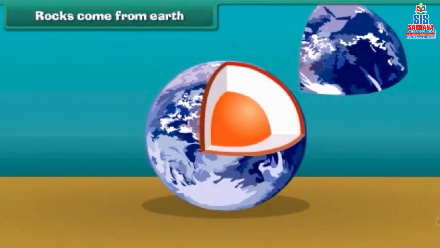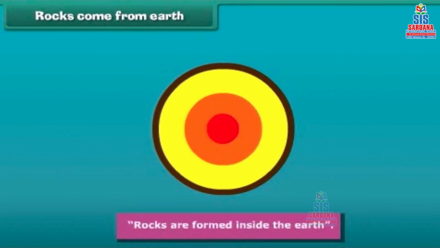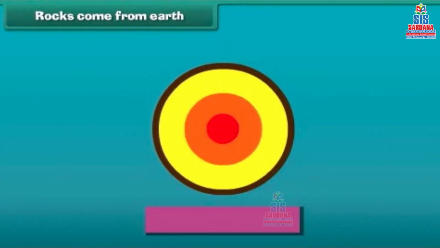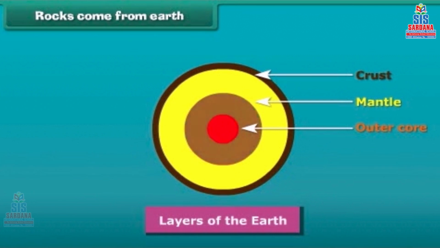All rocks come from the earth, and all three layers of the earth are made up of rocks. So we can say that rocks are formed inside the earth. The outermost layer of the earth is called the crust, which is formed by solid rocks and soil. The middle and innermost layers are known as the mantle and the core respectively. The mantle and outer core are very hot due to high temperature, so rocks are found there in melted form. In the inner core, rocks are solid due to high pressure.